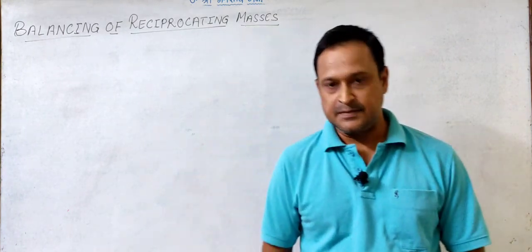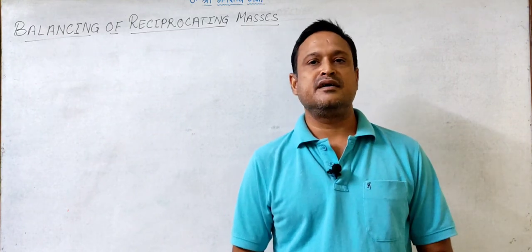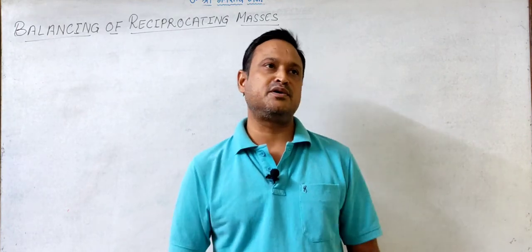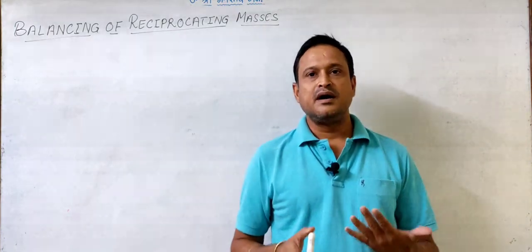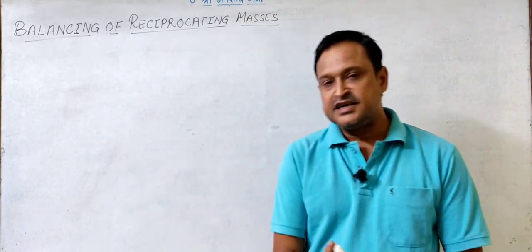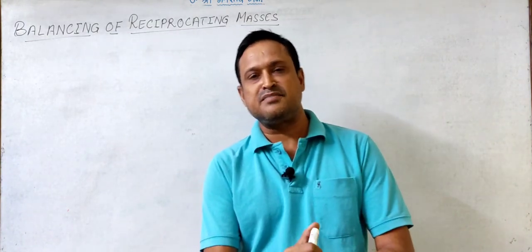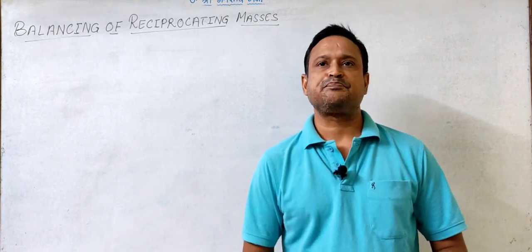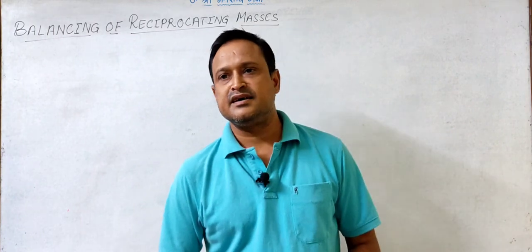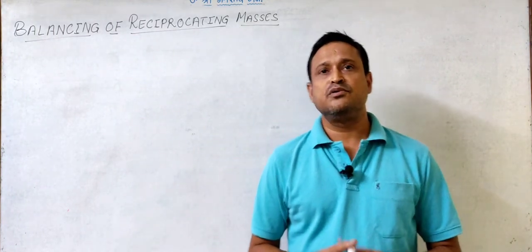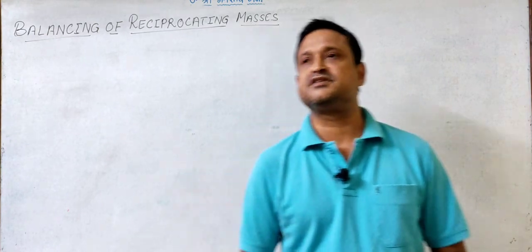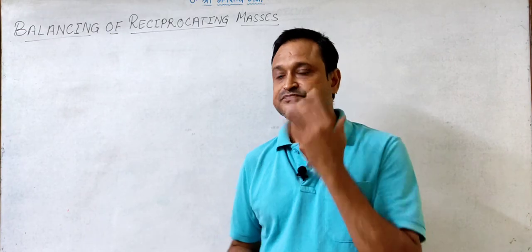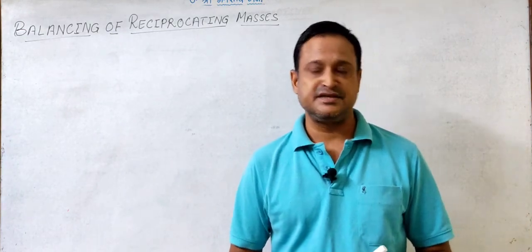Now, in the last session, we have seen how we go about balancing of the reciprocating masses, and how unbalance is introduced in a system due to the reciprocating masses. We have also understood that with reciprocating mass, we are unable to go for complete balancing of the system. So, we are partially balancing the primary force due to this reciprocating mass, right.